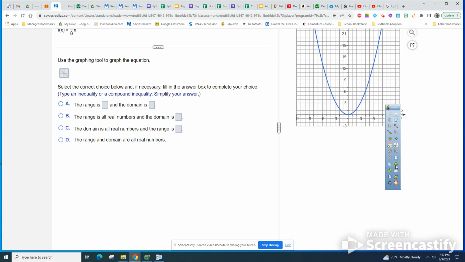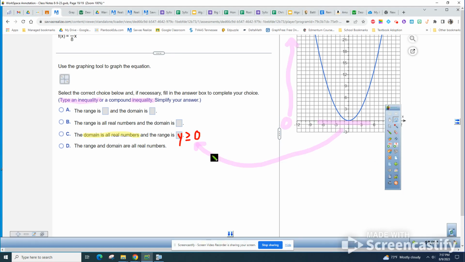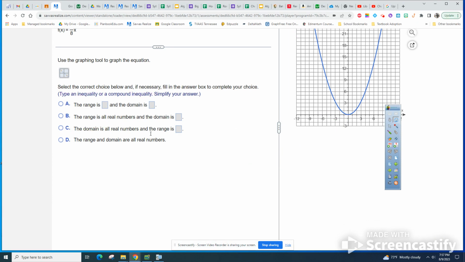So let's see here. We were talking about the domain: all real numbers is the best choice, and the range is the up and down, starts at 0 and goes up. They said to use inequality. So that's the end of 7. Let's move on into 8.